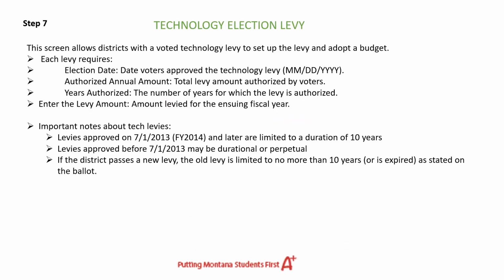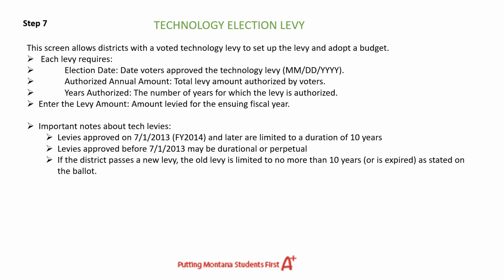Next is step 7 for technology election levies, and this screen allows districts with a voted technology levy to set up the levy and adopt a budget. Each levy requires an election date, and that's the date the voters approve the technology levy. The authorized annual amount is the total levy amount authorized by voters. The years authorized is the number of years for which a levy is authorized, and then enter the levy amount, and this is the amount levied for the ensuing fiscal year.